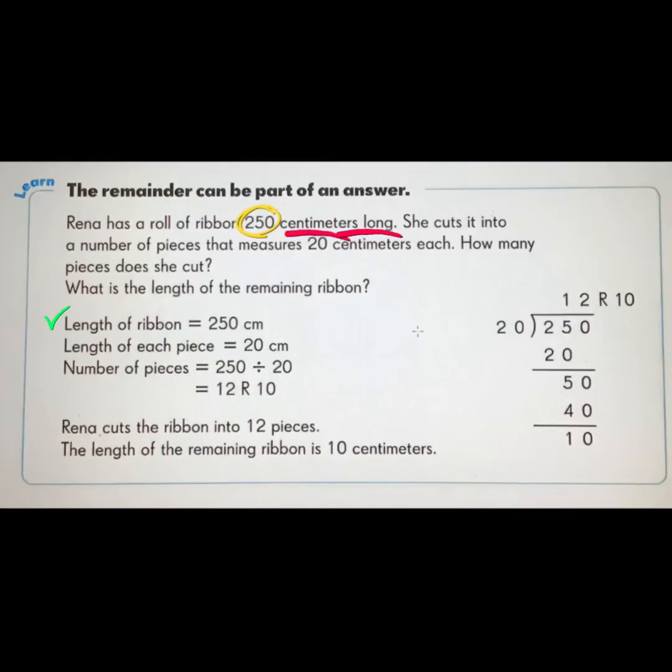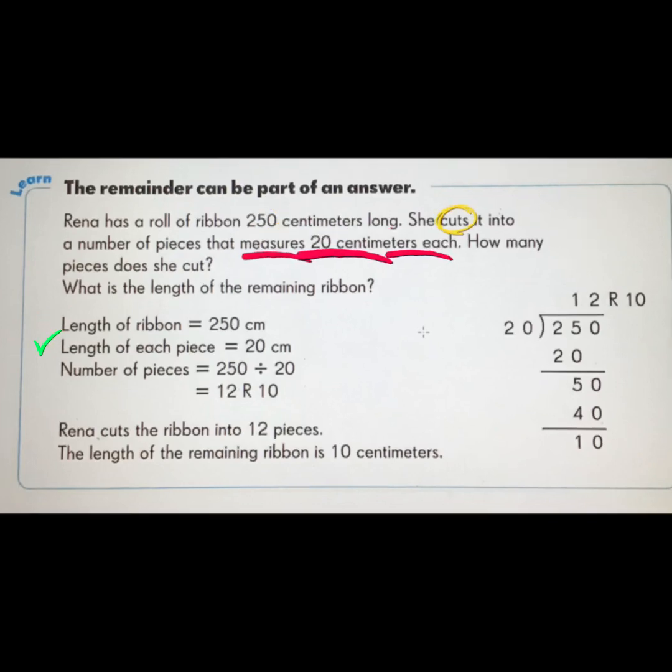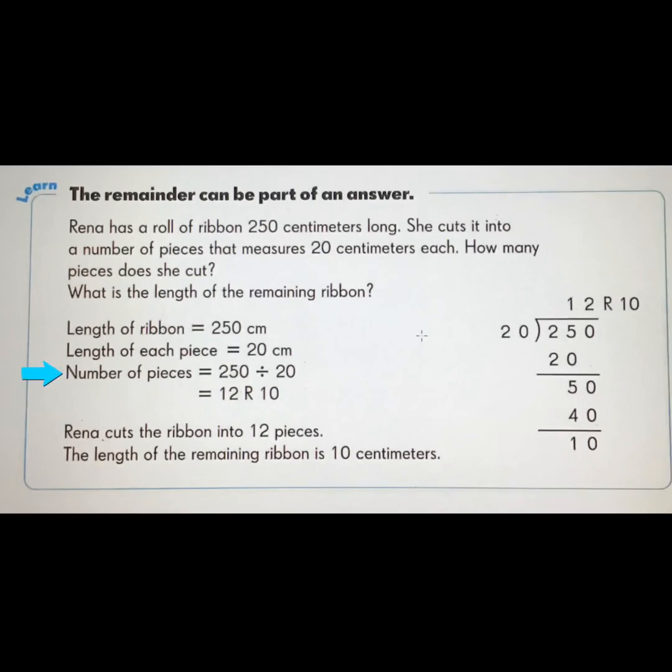The first important detail in this word problem is that Rena has a piece of ribbon that measures 250 centimeters long. Another important detail is that she is cutting her ribbon into pieces that each measure 20 centimeters. This information is going to help us figure out how many equal pieces she cuts. Because the information states that we are cutting the original piece of ribbon into tinier pieces, this indicates that we need to divide.